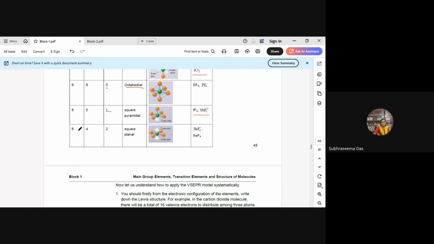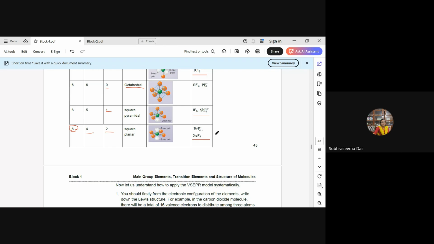Similarly again, for electron number 6, if there are 4 bond pairs and 2 lone pairs, even if the total number of electron pairs is 6, the geometry of the molecule changes to square planar because of the presence of 2 lone pairs of electrons. Here this is how the geometry looks, and the common example for this square planar molecule is xenon tetrafluoride, XeF4.